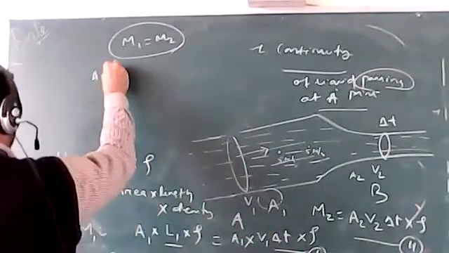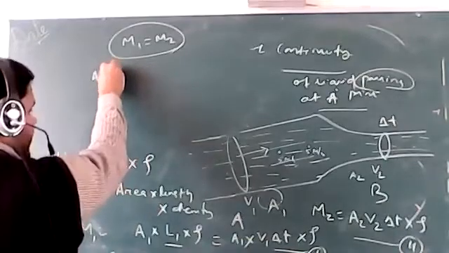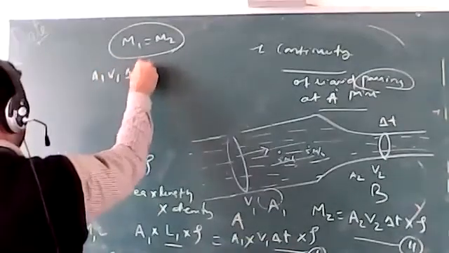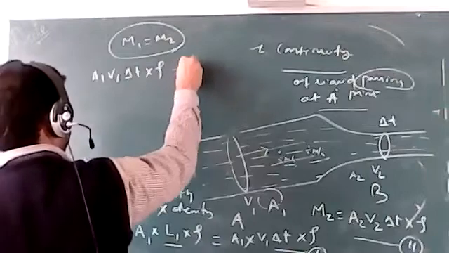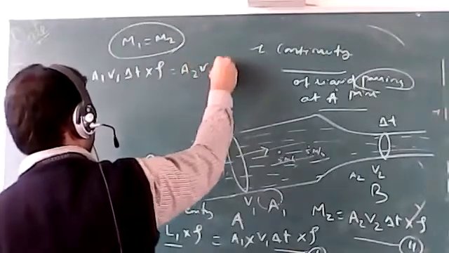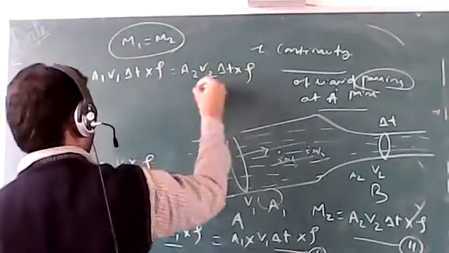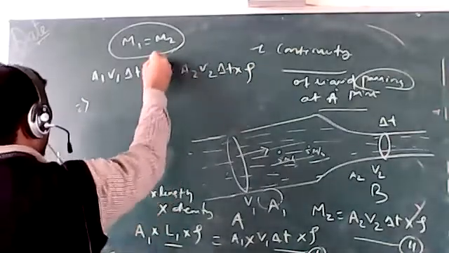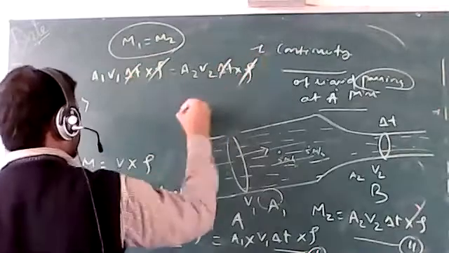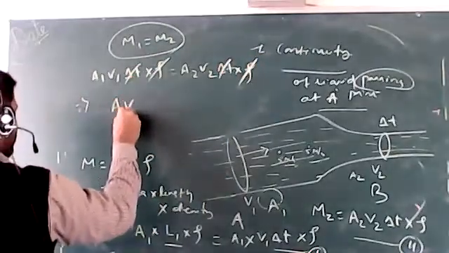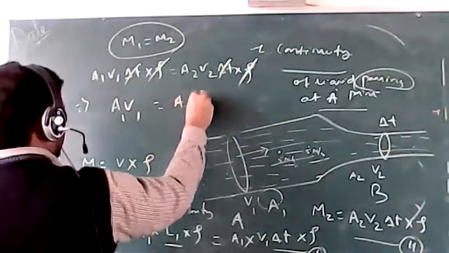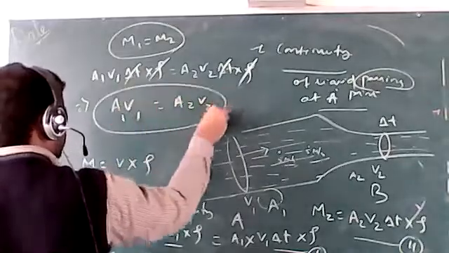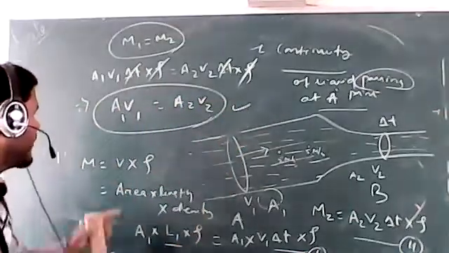So A1 v1 delta t into rho equal to A2 v2 delta t into rho. So rho delta t can be cancelled from both sides. What is remaining? A1 v1 equal to A2 v2.